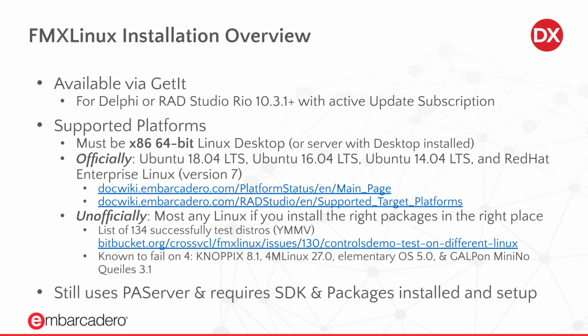Unofficially, I've talked to a number of people, and pretty much any modern Linux platform, if you install the right packages in the right places, you can get it to work. So there's a link there to a forum post for FMX Linux that shows 134 different Linux distros that FMX Linux works on. There were 4 that it didn't work on. One of those being, I've heard of Knoppix, but I haven't used it in forever. Elementary OS, I downloaded that and got it to work. So there's 135 distros and 3 that it doesn't work on.